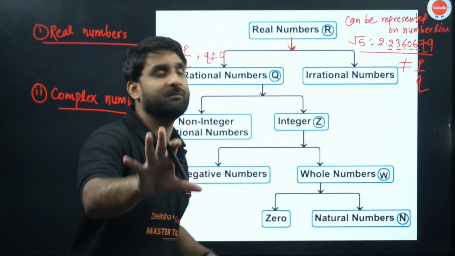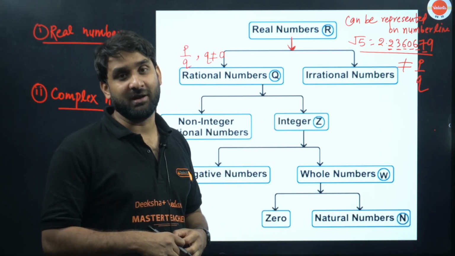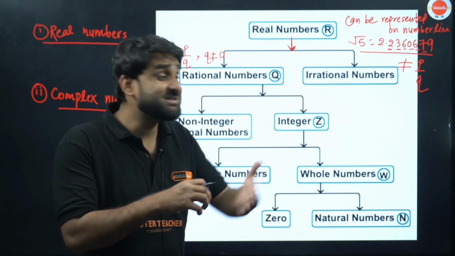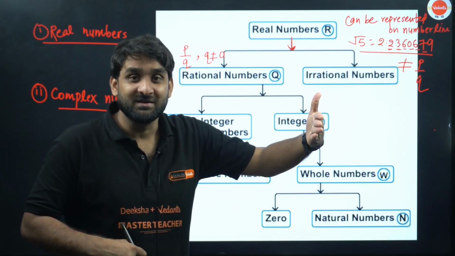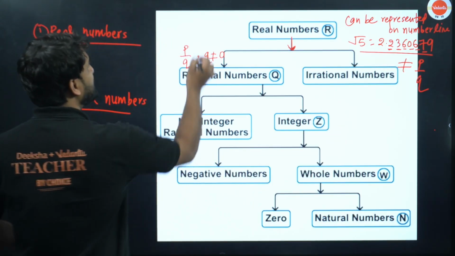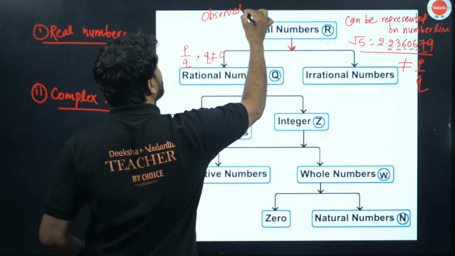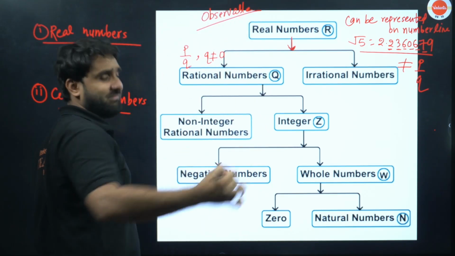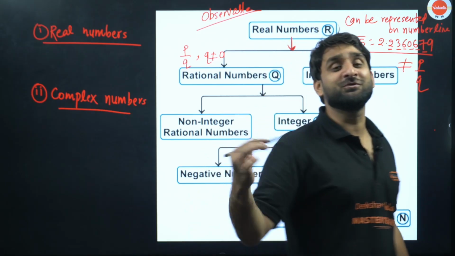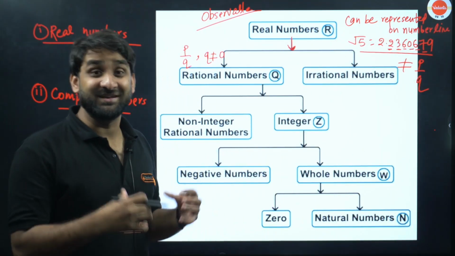So whether the number is rational or irrational, it can be represented on the number line. It means their existence can be visible, their existence is observable. The numbers whose existence is observable, such numbers are called real numbers.